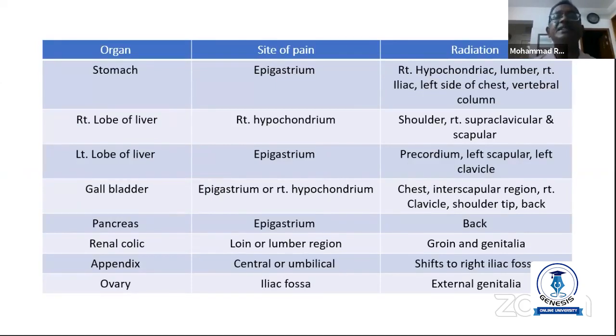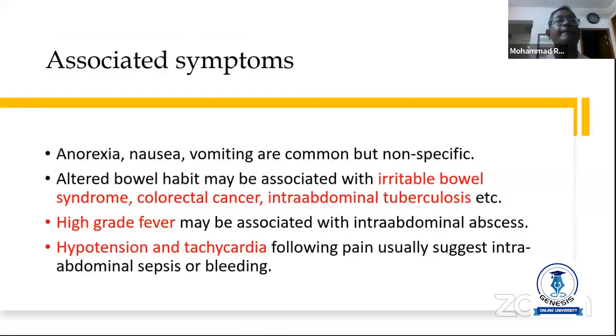The pancreas pain, epigastrium and back. Renal colic, loin to groin pain, we all know, may even go to the genitalia. Appendix pain is central or umbilical pain, and shifts to the right iliac fossa eventually. And ovary pain: sometimes in the right ovary, it will be felt in the right iliac fossa; left ovary, you can feel in the left iliac fossa as the primary site, but radiating pain to the external genitalia.